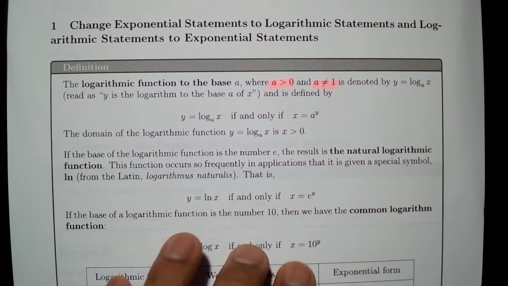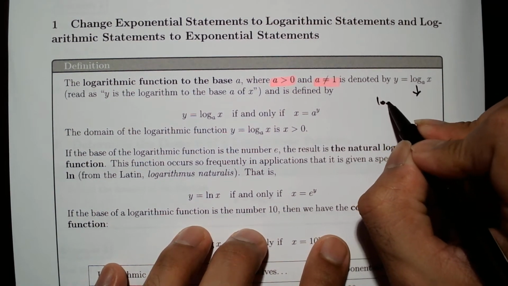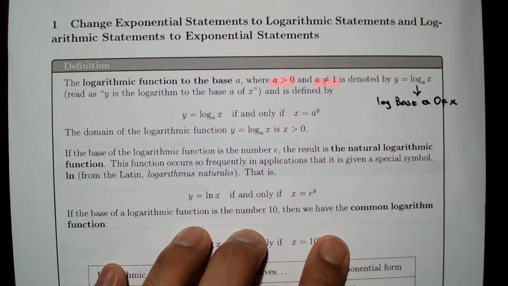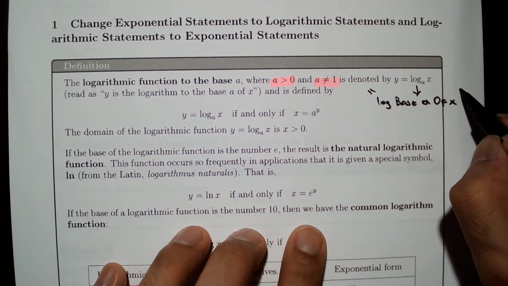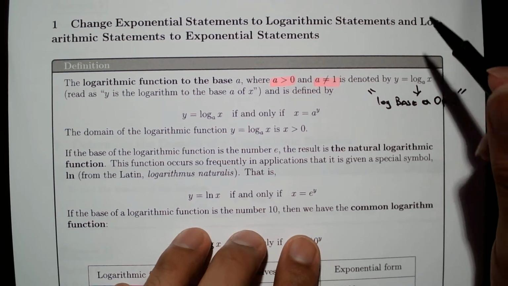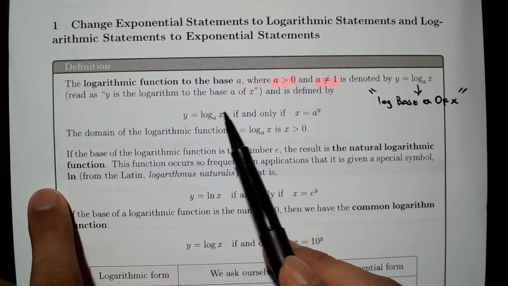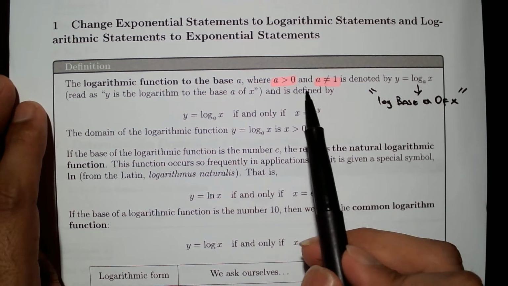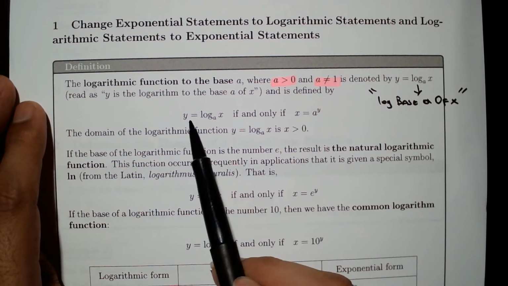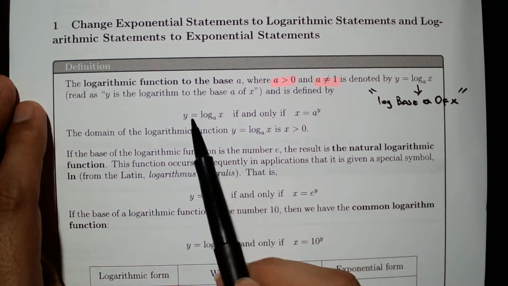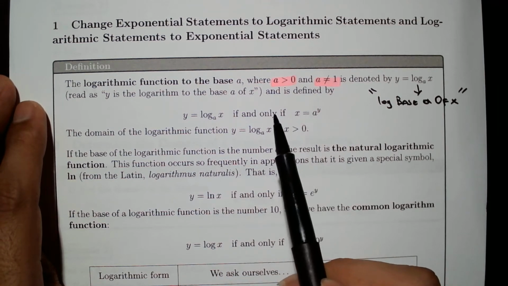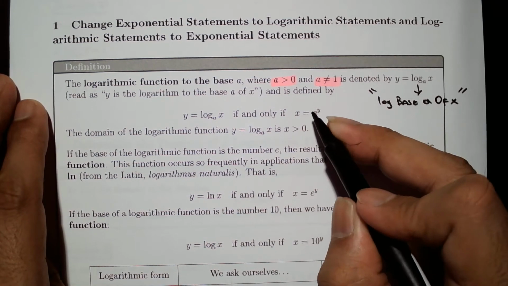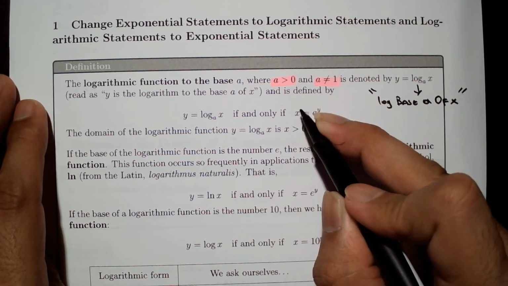Okay, let me write it down right here. Log base a of x. That's the most common way to read this function. So y is logarithm to the base a of x. Either way, I prefer the shorter version. And we relate the logarithmic function in the exponential form using this statement. So y equals log base a of x if and only if a to the y equals x.